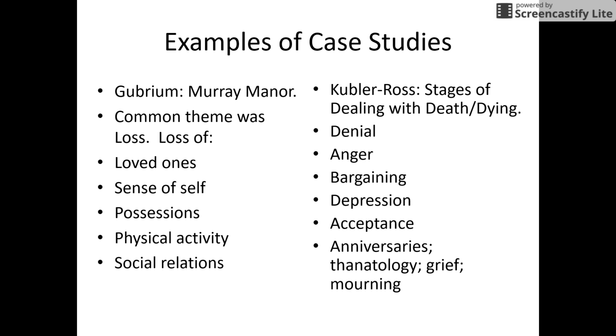Acceptance is the last stage, where Kubler-Ross says that's the healthiest way of dealing with death. If it is you who's dying, Kubler-Ross says that's the healthiest way, because when you die, your loved ones will already see you get to this acceptance stage. So you're not depressed, you're not angry. That's why she says it's very healthy. So really, it's for the benefit of your loved ones.